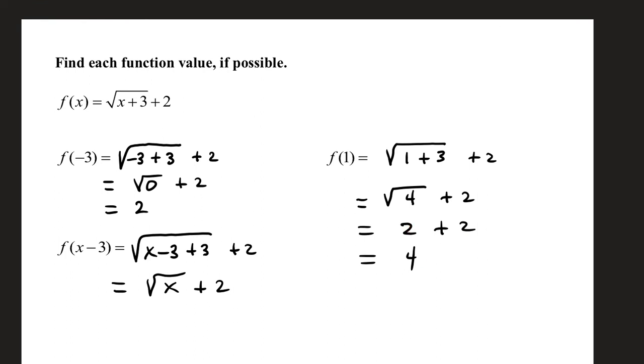And then finally, if we replace our input with an algebraic expression, such as x minus 3, then again, right here, we're going to put our x minus 3. Just replace the variable with the brand new input. Square root of x minus 3 plus 3, your 3's cancel, leaving square root of x plus 2, and this is your new output. Again, each unique input will produce a unique output.